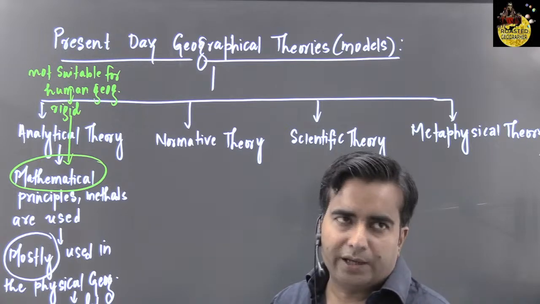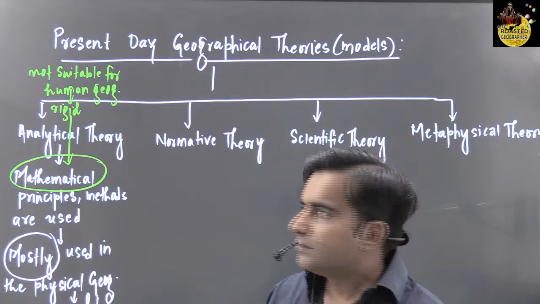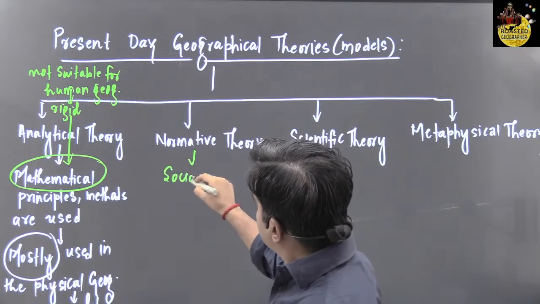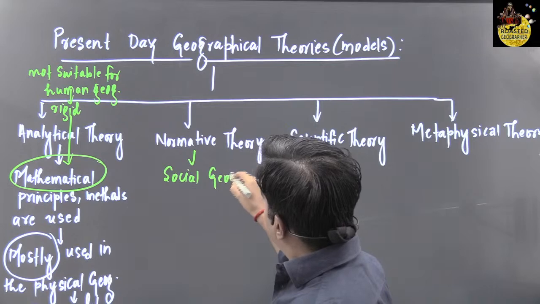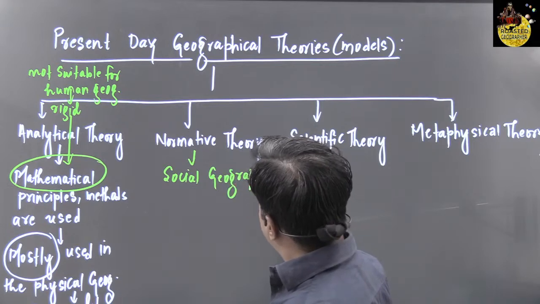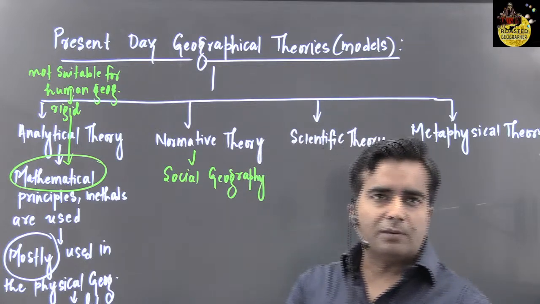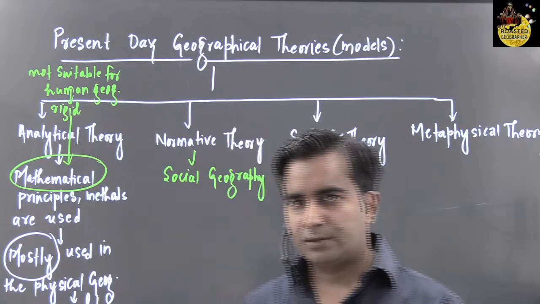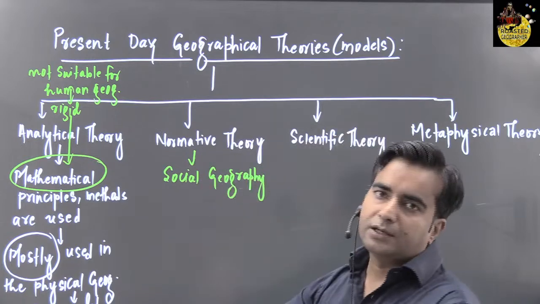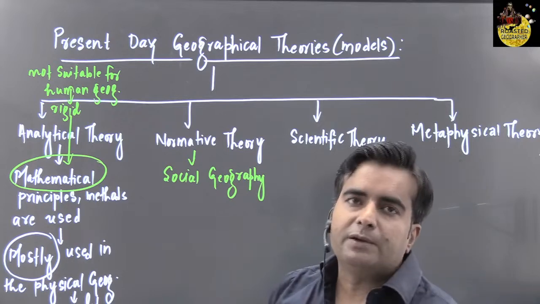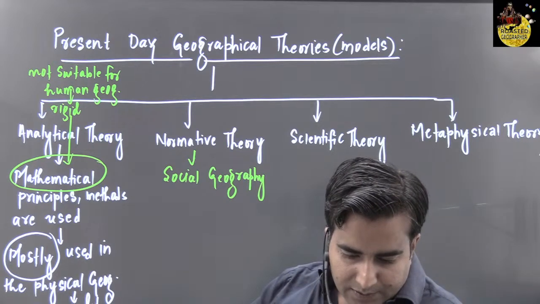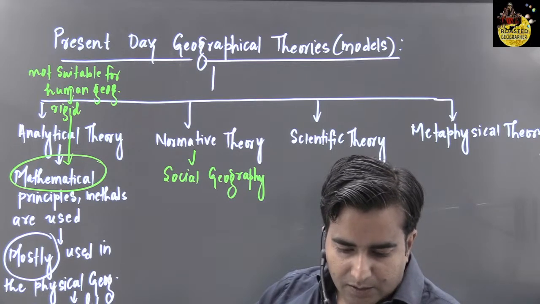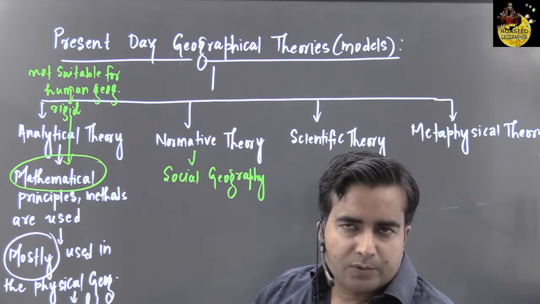Now normative theory, this is mostly used for social geography. Certain observations are made, based on the observation, based on the behavior of the people. The things that you see, based on that you are coming up with a theory. तो ये मोस्टली सोशल ज्योग्राफी में यूज होते हैं. So everybody is clear? तो इसमें थोड़ा सा लिख लीजिए.